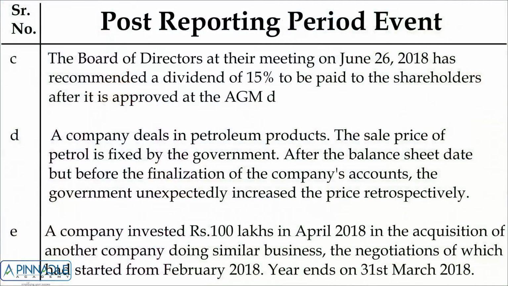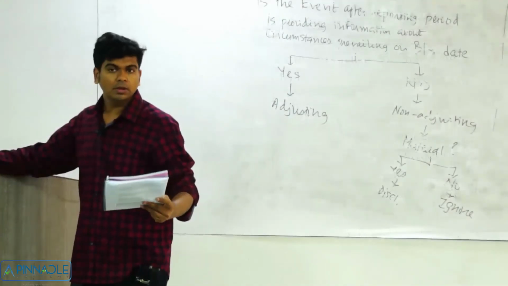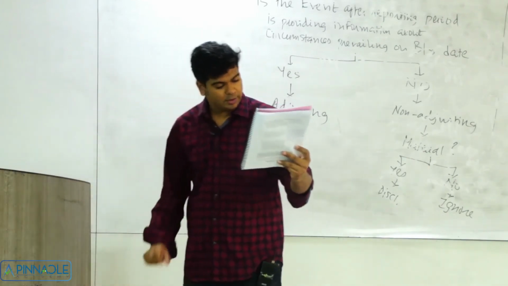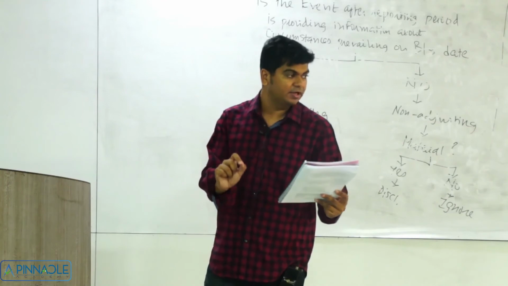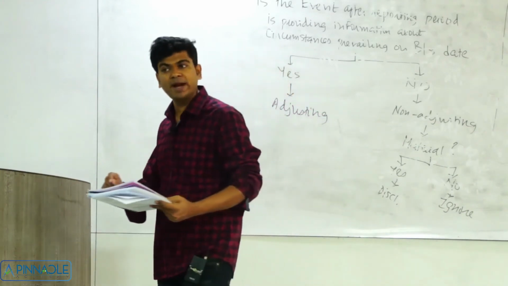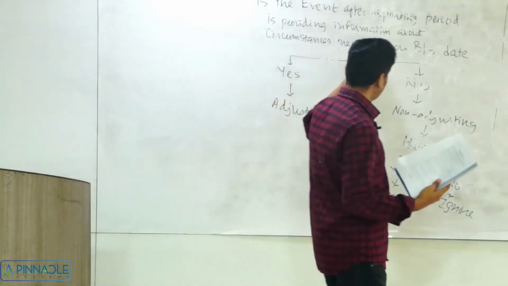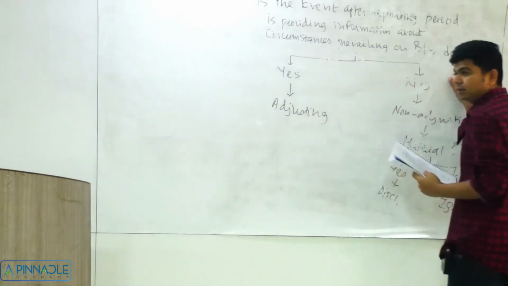A company deals in petroleum products. The sale price of petrol is fixed by the government. After the balance sheet date, but before the finalization of the company's accounts, the government unexpectedly increased the price retrospectively. Adjusting, non-adjusting? We will stress on that word, unexpectedly increased the price, right? So you are not expecting it. So that means the circumstances were not prevailing on the balance sheet date.